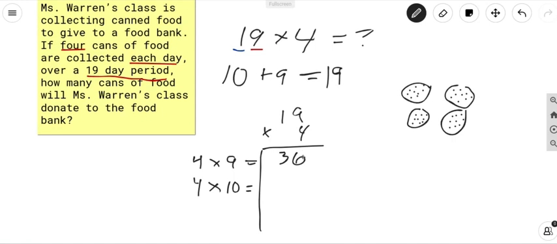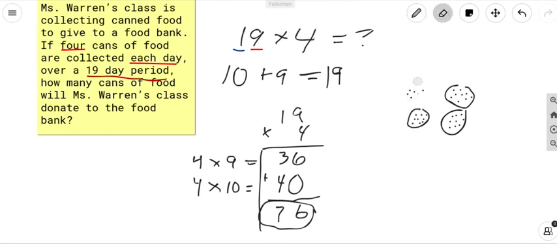Remember, I'm lining those up. So the 6 is lined up with the 1s, the 3 is lined up with the 10s. Then 4 times 10, oh, I know 4 tens is 40. So then I'll line up my 40 and add those together. 6 plus 0 is 6. 3 plus 4 is 7. So I just figured out that 19 times 4 is 76.